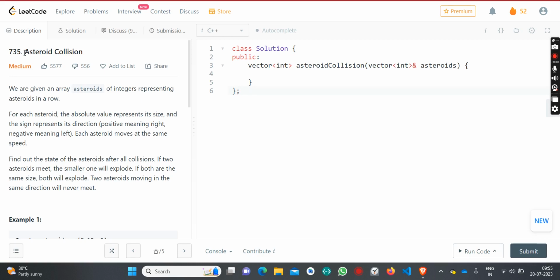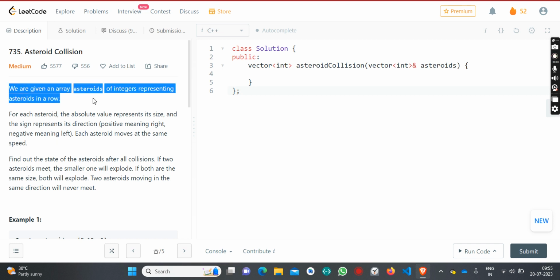Problem of the day of LeetCode: Asteroid Collision. We have been given an array named asteroids. These are representing asteroids in a row.